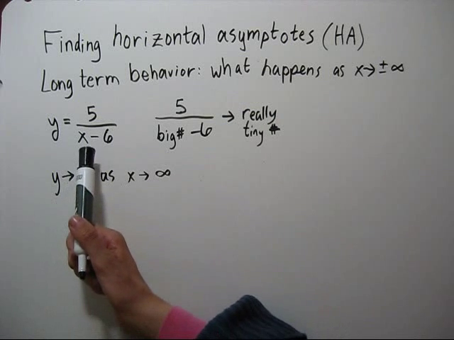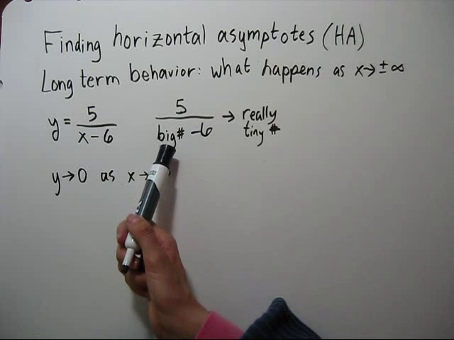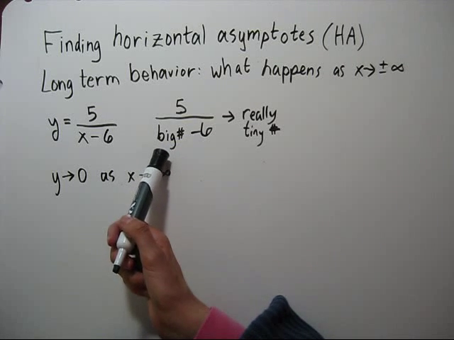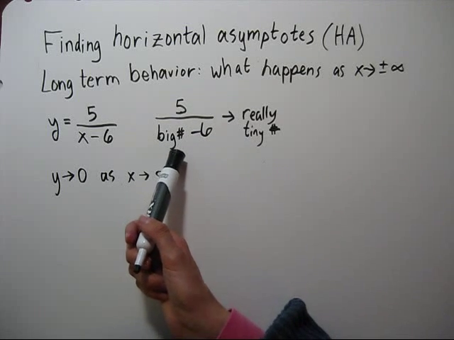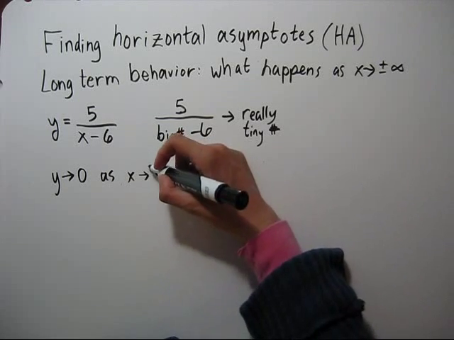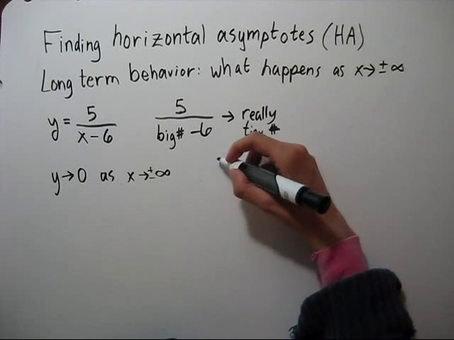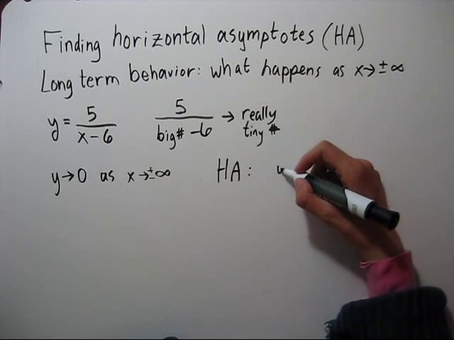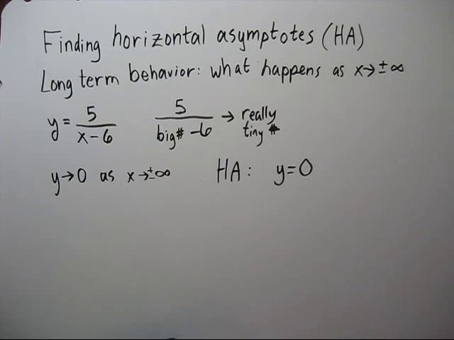If we put in a negative big number, we're going to have a negative big number minus 6, which will be a negative big number. And then 5 divided by a really big negative number is really, really tiny. So it's going to go to 0 both ways, positive and negative infinity. So our horizontal asymptote in this case is y equals 0, which happens to be the x-axis.